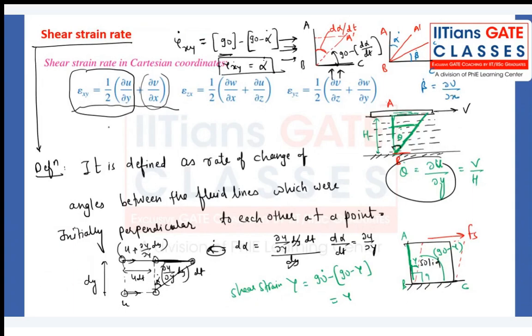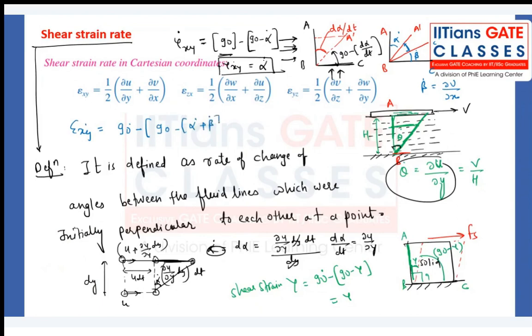So together, the initial angle will be 90 degrees. How are we getting this formula? Let me prove that. We are getting this formula as epsilon xy dot: initial angle 90 degrees, final angle is the angle between these two lines, 90 minus alpha dot plus beta dot. So finally, it is alpha dot plus beta dot.